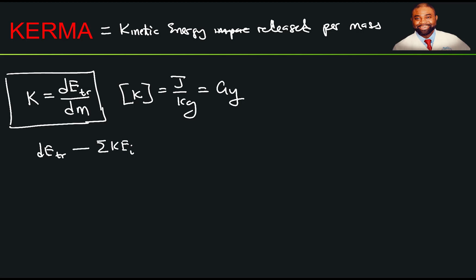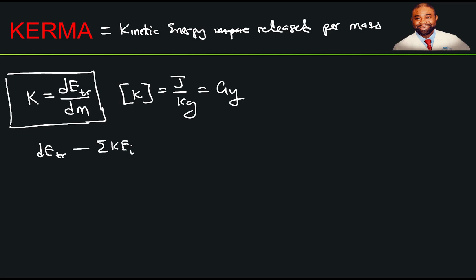What this means is that KERMA is simply defined as the quotient of dE_tr divided by dm, where E_tr represents the sum of the initial kinetic energies of all the charged ionizing particles, whether electrons or positrons, liberated by photons in a given material of mass dm. Now, if you notice carefully, you realize that KERMA has the unit of Gray, joules per kilogram.